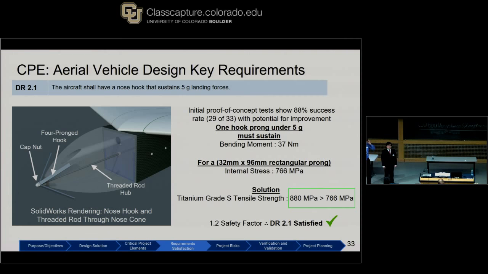We performed a structural analysis on the hook, and for that we looked at the worst case scenario, which was basically one of the prongs taking all of the load, which would be 5G. That resulted in a bending moment of 37 Newton meters. For our dimensions, that results in internal stress of 766 megapascals. We chose titanium for this, which has a tensile strength of 880 megapascals. Therefore, derived requirement 2.1 has been satisfied.